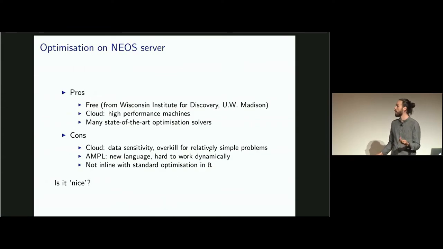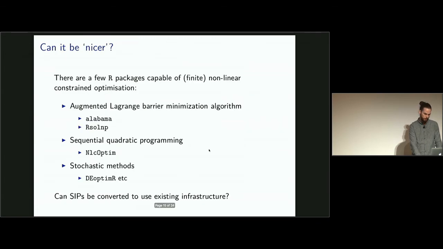So I guess the pros are the server's free. It's on the cloud, so it's high performance. As I said, there's many state-of-the-art optimization solvers, but the cons would be data sensitivity, overkill. I like to work more dynamically. I like to do prototyping in R, so I want to at least start with R, and if I need a bigger solver, I can always push to a server. And it's not really in line with standard optimization in R, so I don't think it's nice, and it's not going to be fit for purpose for everyone.